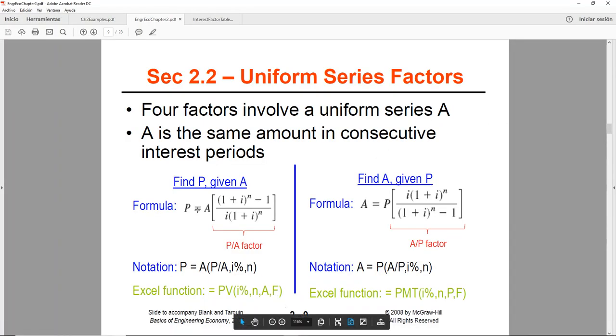Let's go back to the notes. In section 2.2, you have the uniform series factors, and we're going to be using this one right here, find P given A. Same process as last time. In this case, you have the formula. Everything inside the bracket is going to be your factor. So whatever numbers you plug in here, after you solve it, it's going to be the same amount as if you go to the table and look up this factor right here. Similarly, you have an Excel function that you can also use to find the present value. So we're going to be using all three of these to solve the same problem.